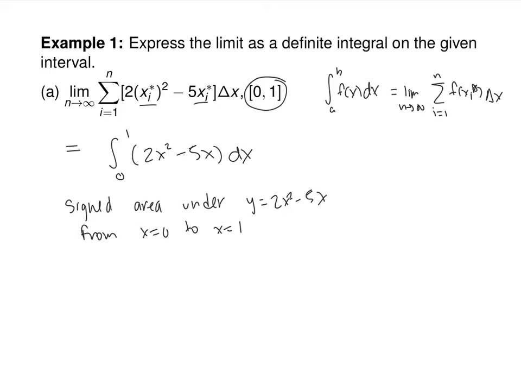Why do we call it signed area instead of just area? Because area by itself means positive. Does that make sense? By definition, an area is positive. That's why they say signed, because it could be negative. If the function goes below the x-axis, the area is considered to be negative.